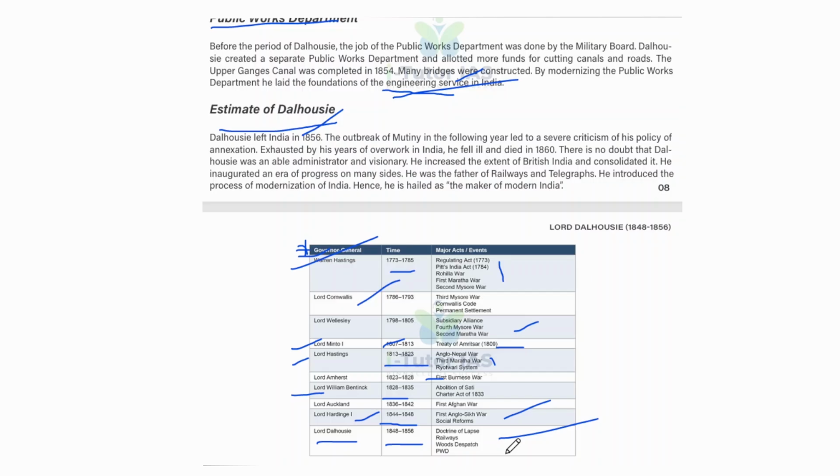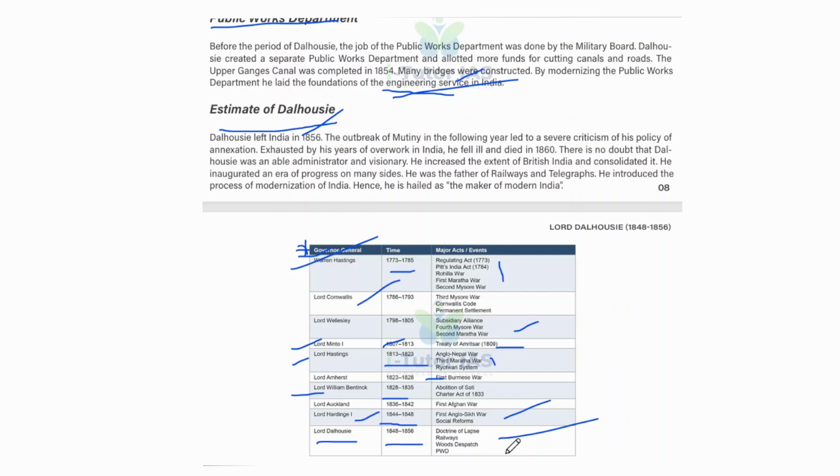So the Governors General of Bengal, 1773 to 1833, are Warren Hastings, Lord Cornwallis, Sir John Shore, Lord Wellesley, Lord Minto, Lord Hastings, and Lord Amherst. Please focus on the differences. That is the Governor General of Bengal. And after that, the Governor General of India, that is Lord William Bentinck, Sir Charles Metcalfe, and Lord Auckland. From 1833 to 1858 is the time period of the Governor General of India, not Bengal.